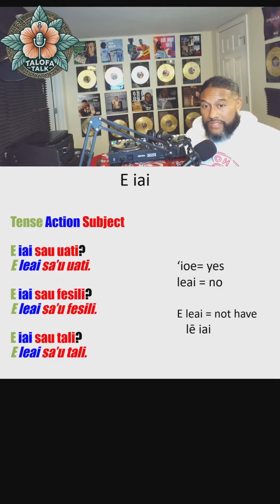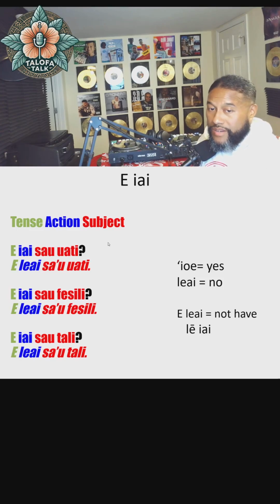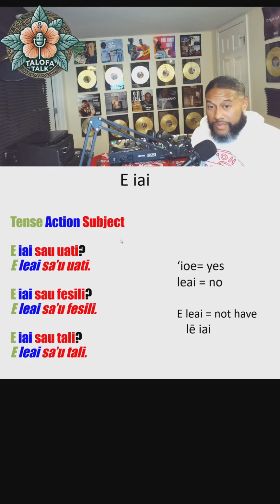Do you have a question? Leai sa'u fesili. I don't have a question of mine. I don't possess a question. Do you have an answer? Do you have a reply? Leai sa'u tali. And then whatever you want, you can put anything that you want over there. The worksheets on the website have different variations of that, and there's a whole lot of other stuff on the website that you can get for free.